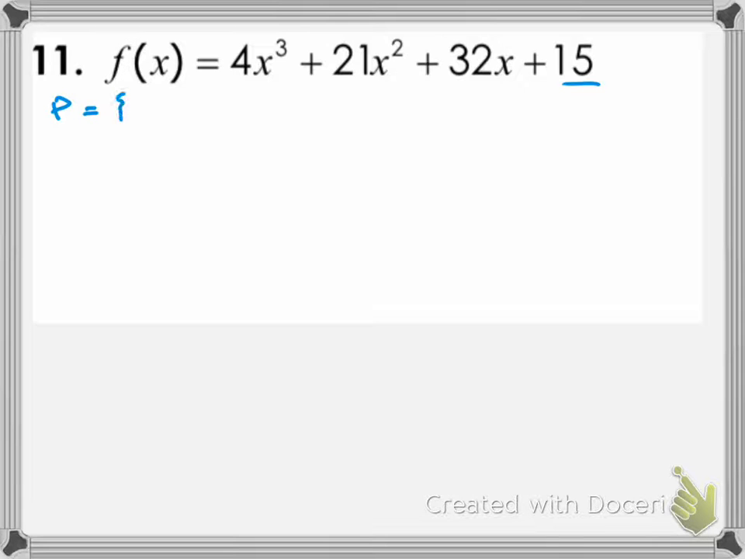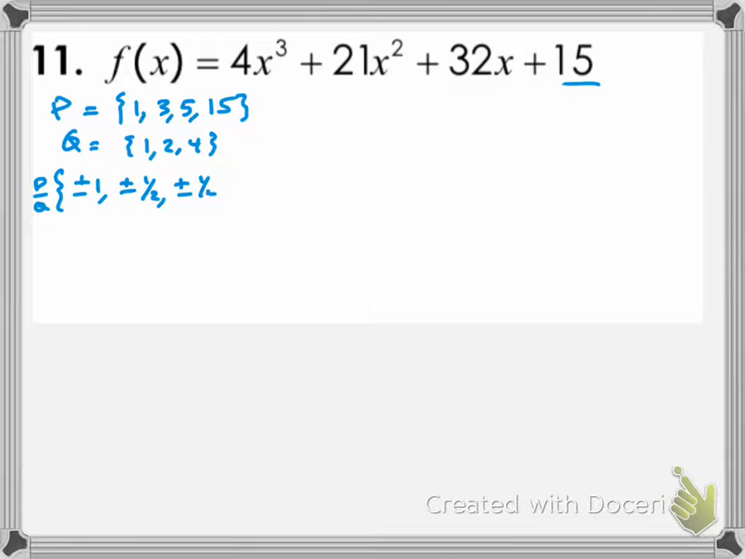So we have 15, which is 1 and 3 and 5 and 15. And Q is 1 and 2 and 4. So all possibilities of P over Q are plus or minus 1, plus or minus 1/2, plus or minus 1/4, plus or minus 3, plus or minus 3/2, plus or minus 3/4.